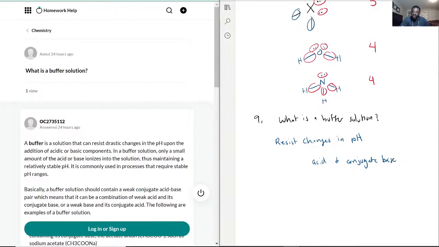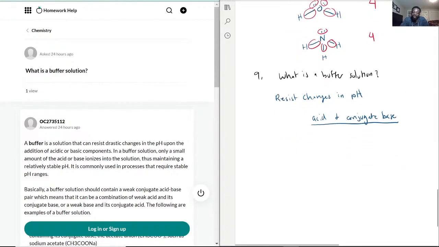base. So the way this breaks down is that if you added more acid, the conjugate base in it would resist that change until there was no more conjugate base left, and then it's no longer a buffer. Same thing, if you added a base, the acid would keep it around that pH until there was no more acid left, and then it would no longer be a buffer solution.